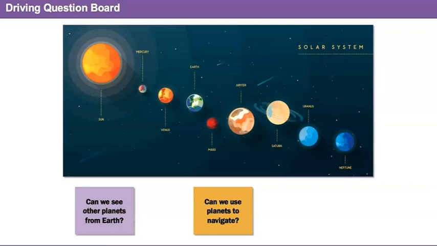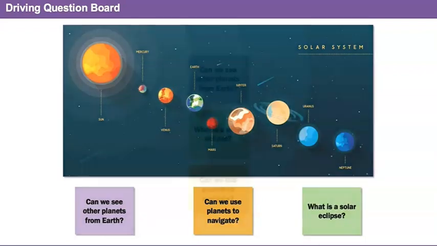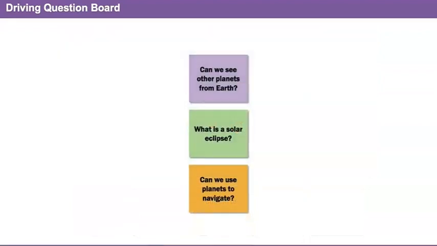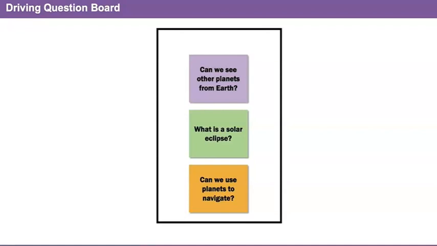Have you ever heard of a solar eclipse? Have you ever seen one? Do you know how a solar eclipse happens? Let's add, what is a solar eclipse? I think these are all good questions, but they don't really fit into our first three categories. Let's add them to our driving question board in a fourth category called Other Questions. Do you have other questions to add as well?